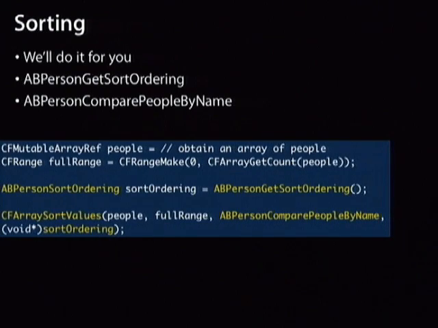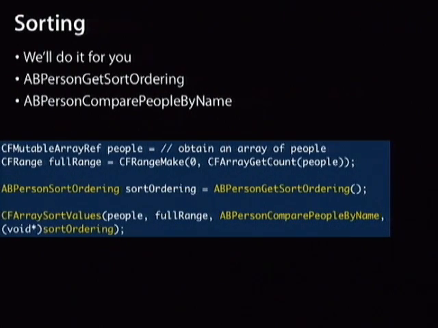We have an array of people. In this case, we've made a mutable array out of an array, etc. We've obtained it from somewhere. We create a range for it. This is part of how the Core Foundation version of this function works. And then we get the sort ordering, AB_get_sort_ordering. You get back a sort ordering, which is this type AB_sort_ordering. And then you call CFArraySortValues, and that will actually sort the array according to the sort ordering we passed in.